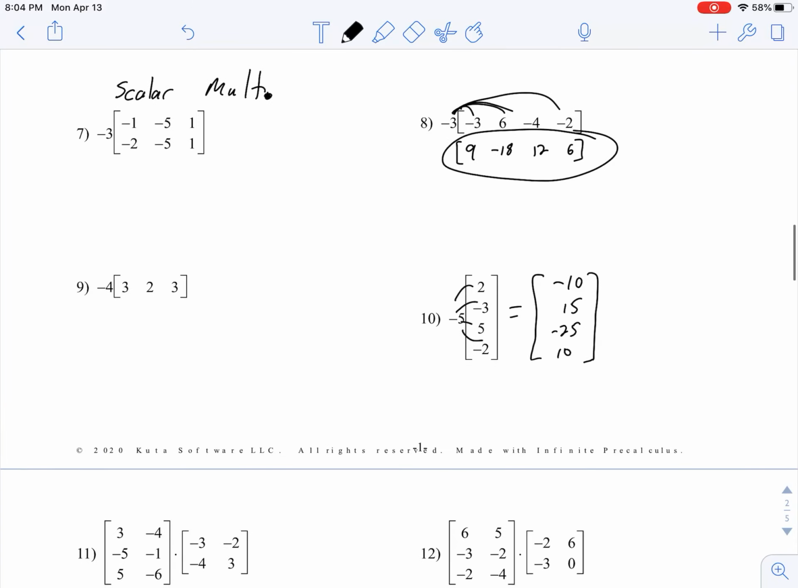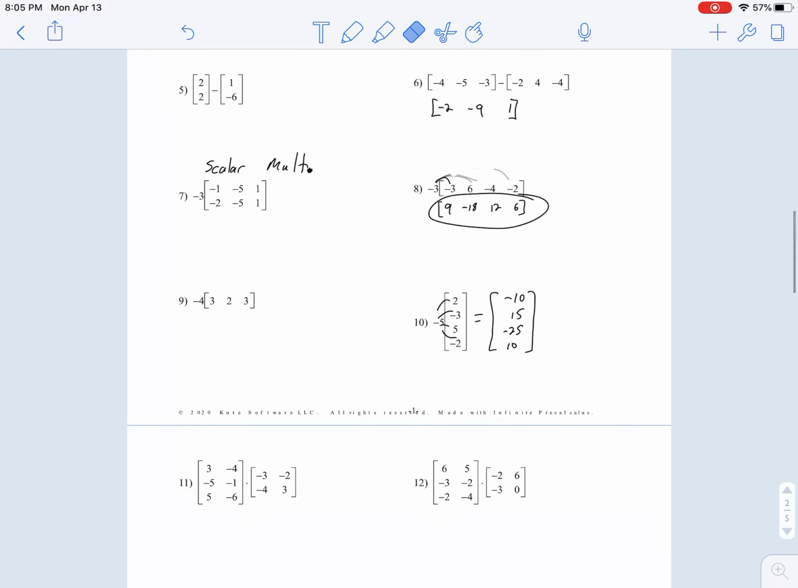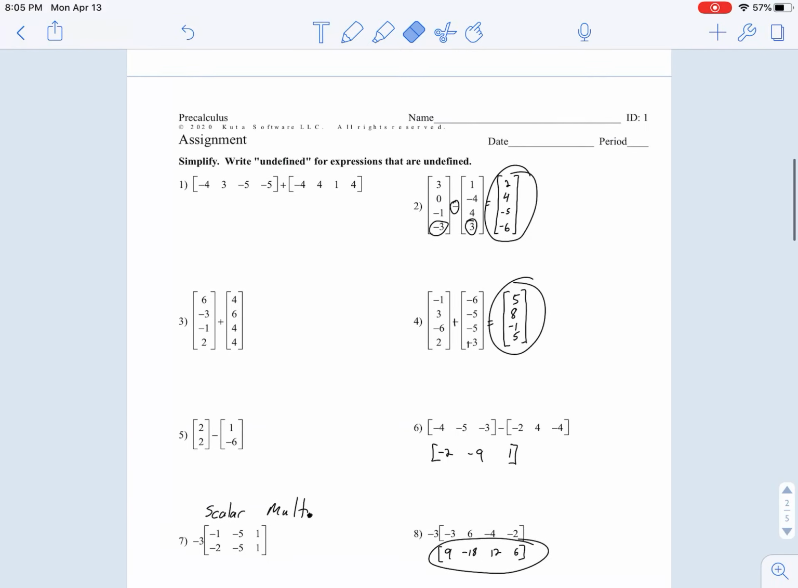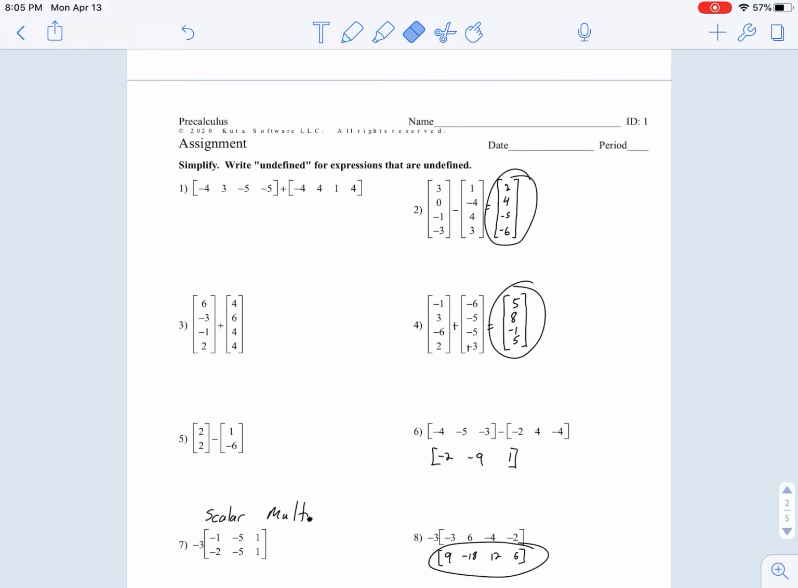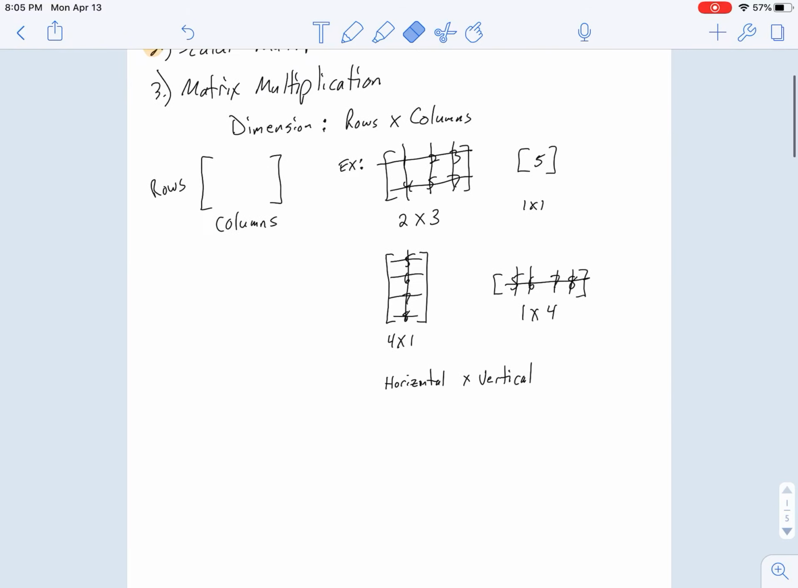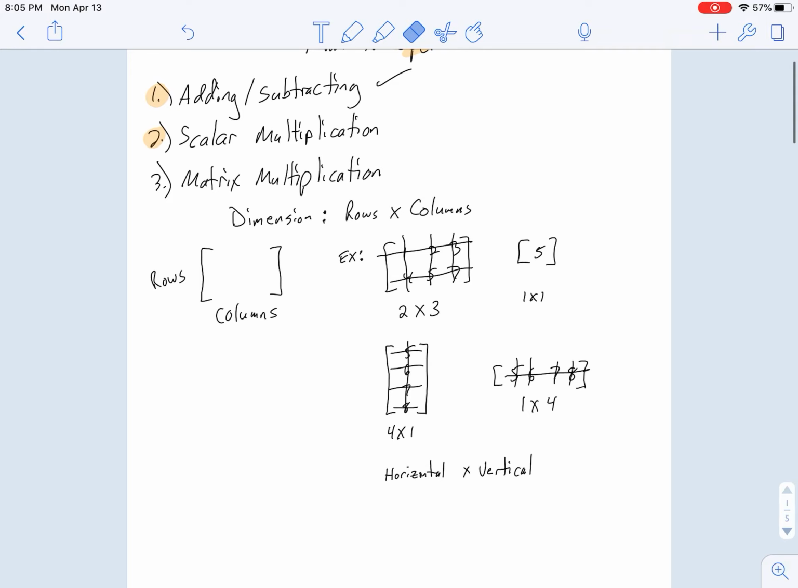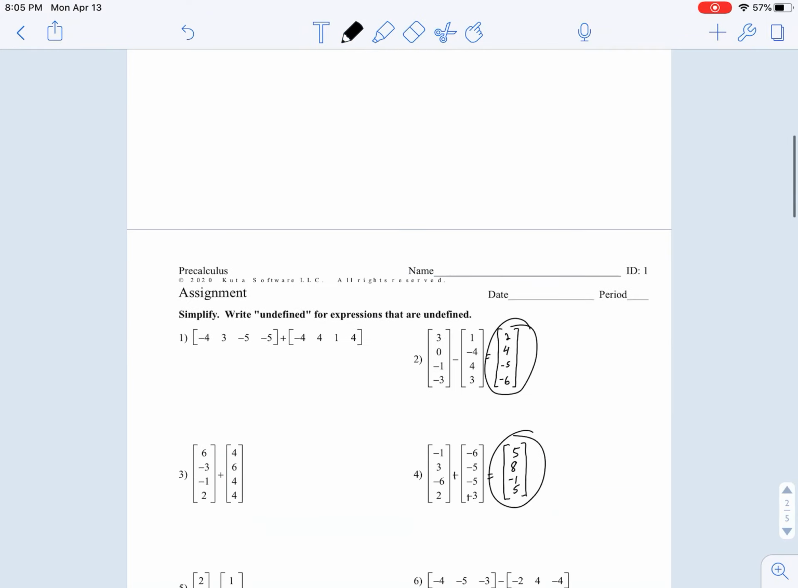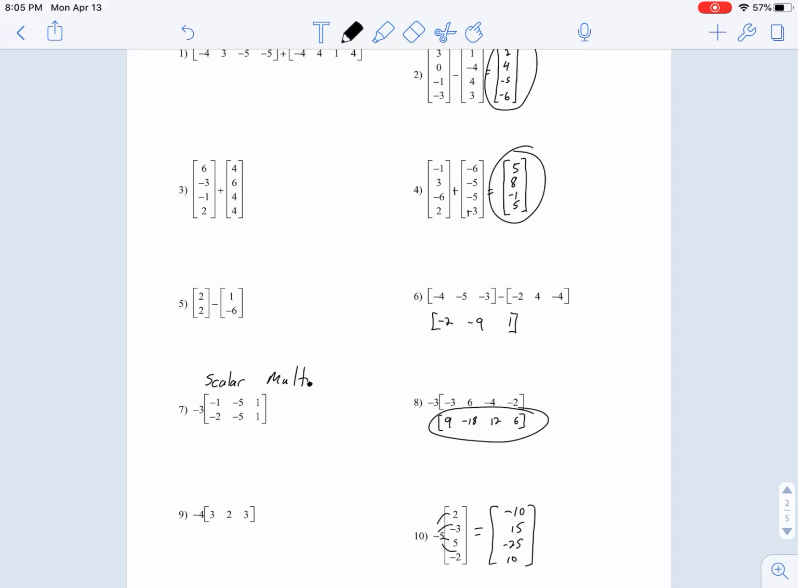So when you go to do 7 and 9, it's just a distributive property. This negative 3 gets multiplied by every element in that matrix. This negative 4 gets distributed or multiplied by every element in that matrix. And that's all there is to it. Even if I did a bad job here, I may have, I don't know, I'm kind of tired. Even if I did a bad job, when it comes to adding and subtracting matrices and scalar multiplications, it should be still fairly easy to learn and pick up on.